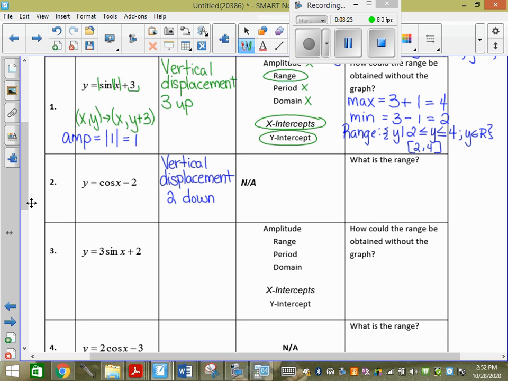How do I get my range? How do I get my maximum? Well, my D is -2. My amplitude for this one is what? Absolute value of A, which is 1. So I'm going to do maximum is D, -2, plus my amplitude, which is 1. So maximum is at -1. And my minimum is -2 minus my amplitude. So my entire graph, is it above or below the x-axis? It's below. I'm maxing out at -1 and I'm minning out at -3, right? And it's just bouncing between that.